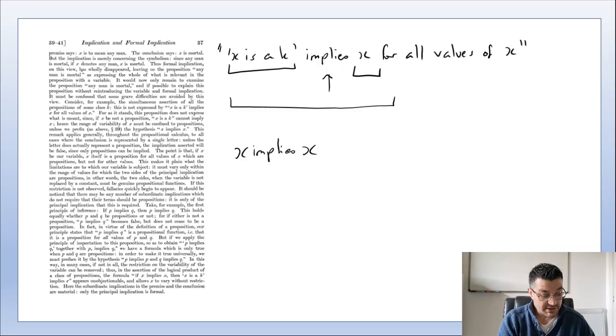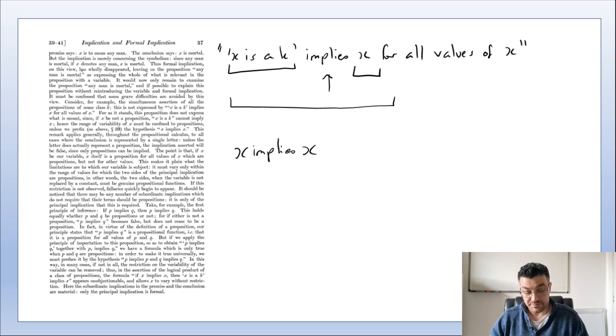Okay, so going back to what he says then. So consider, for example, the simultaneous assertion of all the propositions of some class K. This is not expressed by x is a k implies x for all values of x, for as it stands, this proposition does not express what is meant, since if x be not a proposition, x is a k, which is a proposition, cannot imply x, which is not a proposition. Well, not necessarily a proposition. Hence, the range of variability of x must be confined to propositions, unless we prefix, as above in section 39, the hypothesis x implies x.